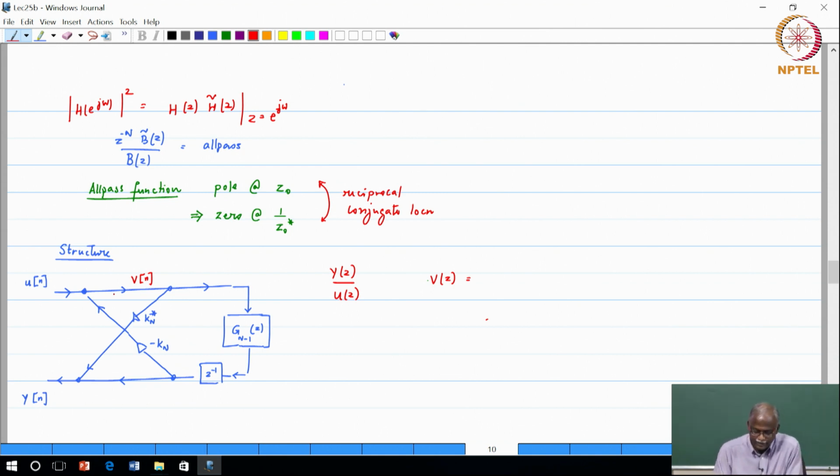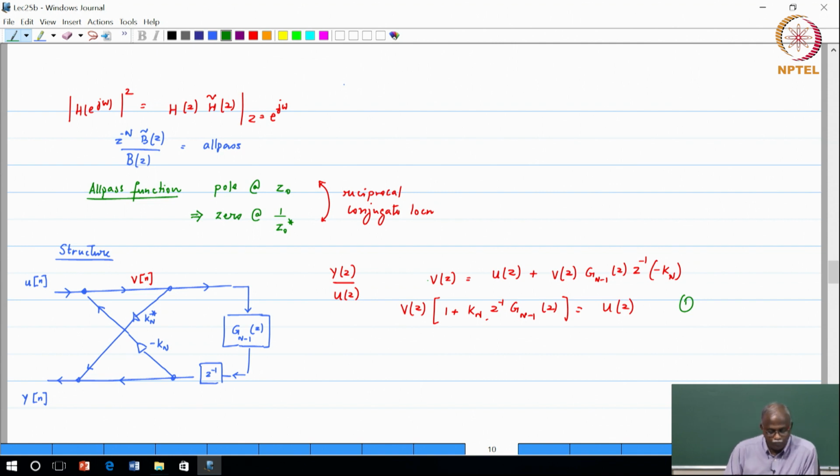So, v of z is equal to u of z plus v of z itself passing through g n minus 1 of z, then z inverse, and then minus k subscript n. Okay, so if you were to group the terms, this would be V of z into 1 plus k n z inverse g n minus 1 of z is equal to U of z. That is equation 1.